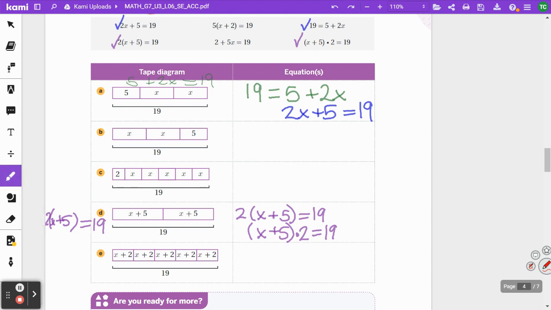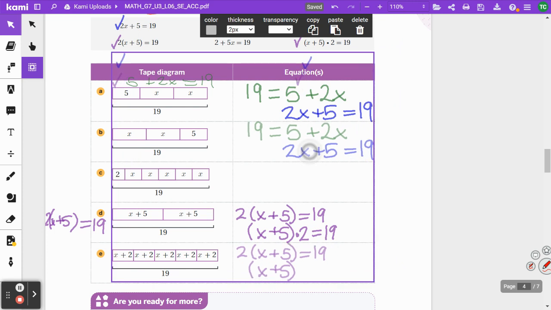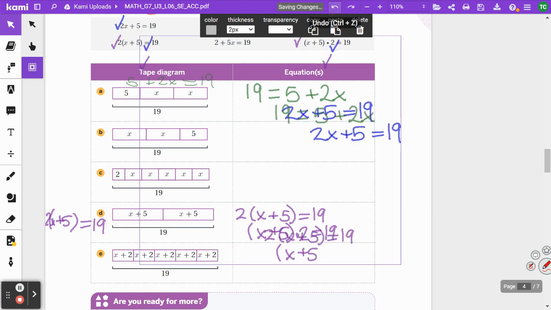Can I just point out, ladies and gents, what might seem obvious? These 2 equations. Well, that copied everything, and I don't want it to copy everything, so let's try that again.